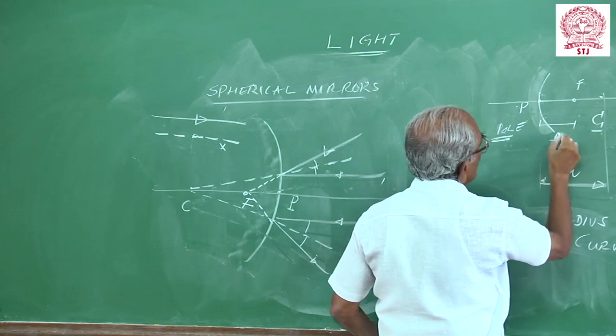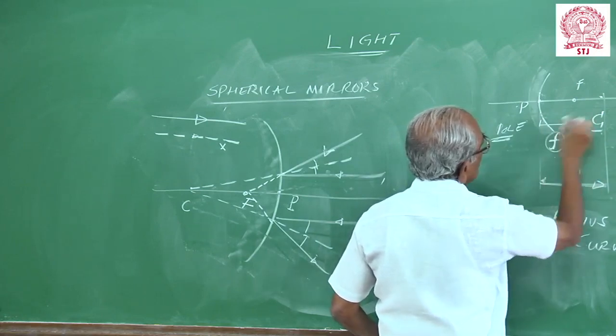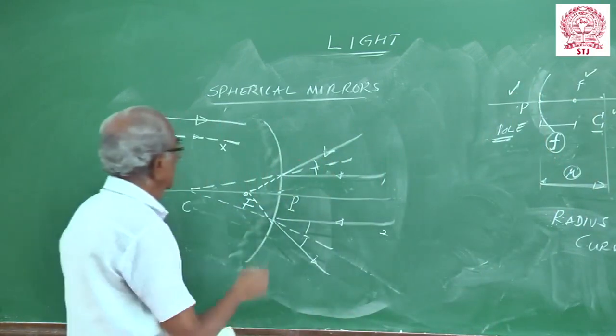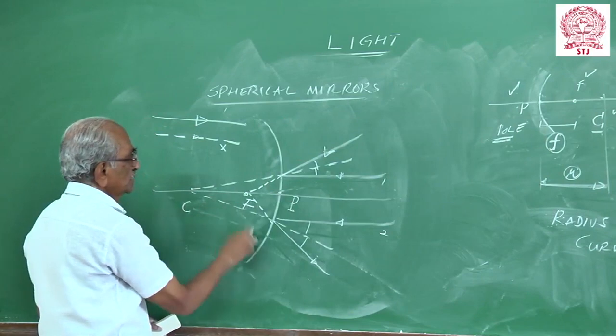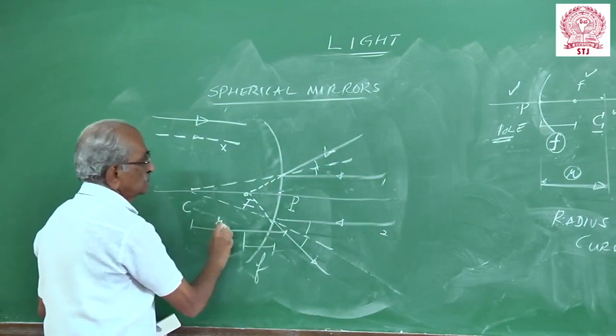Focal length by small f. Distances are small letters. Points are capital letters. So here P, C, F. Now this is f, this is R.